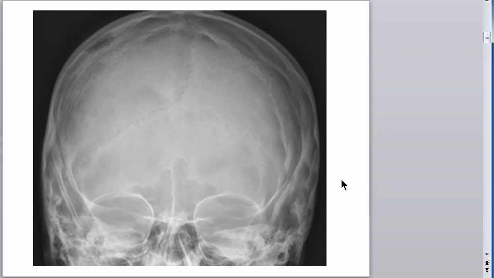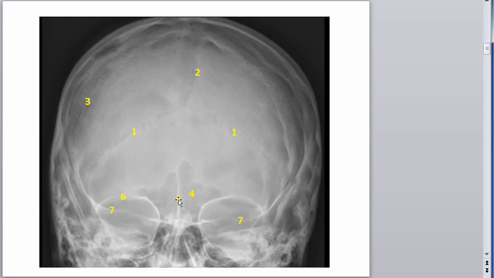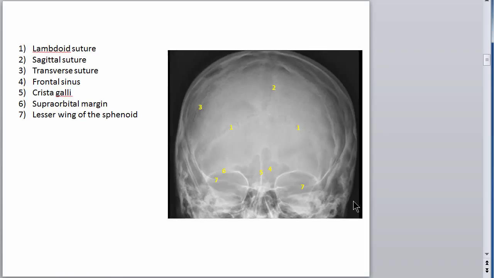All right, let's put some numbers here, see if I miss. Oh, okay, we missed this one. What's number 5? This strut running up. It's got to be the Crista Galli. We did 6, supraorbital margin. We did 7, lesser wing of the sphenoid. We did all those. There's also the cribriform plate in there as well, but I think we can see that better on the lateral. So 5 is the Crista Galli. Okay, let's go to the next one.